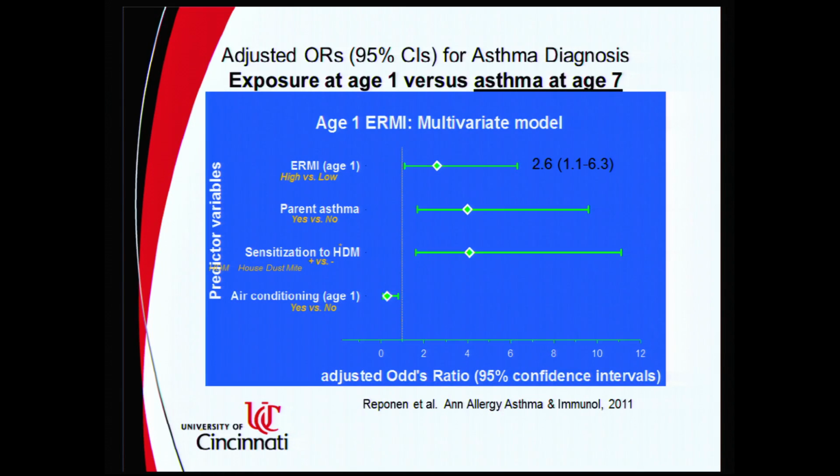Here is a multivariate analysis where we adjusted the risk, and you can see the ERMI still remains significant. In the adjusted model, parental asthma again remains a significant risk factor. Sensitization to house dust mite is also a risk factor. But interestingly, air conditioning has an odds ratio less than 1, which means it is a protective effect. If there was air conditioning in the home at age 1, the child was less likely to have asthma at age 7. So here would be one target for intervention, which is based on health data.